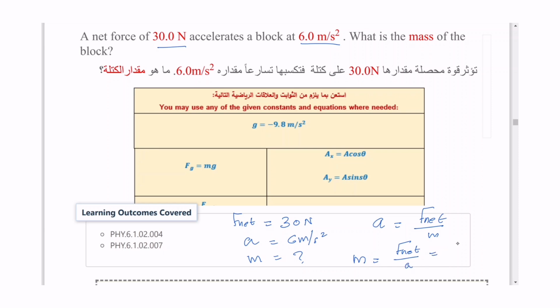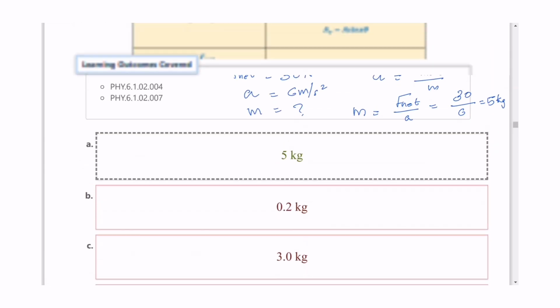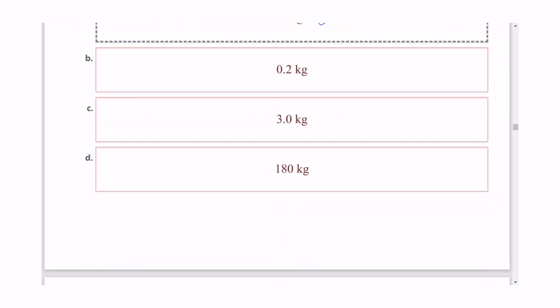So net force is how much? Net force is 30, right? And acceleration is 6. 30 divided by 6 is equal to 5. And unit of mass is kilogram. So 5 kilogram is my answer. See here, 5 kilogram we will select as our answer.